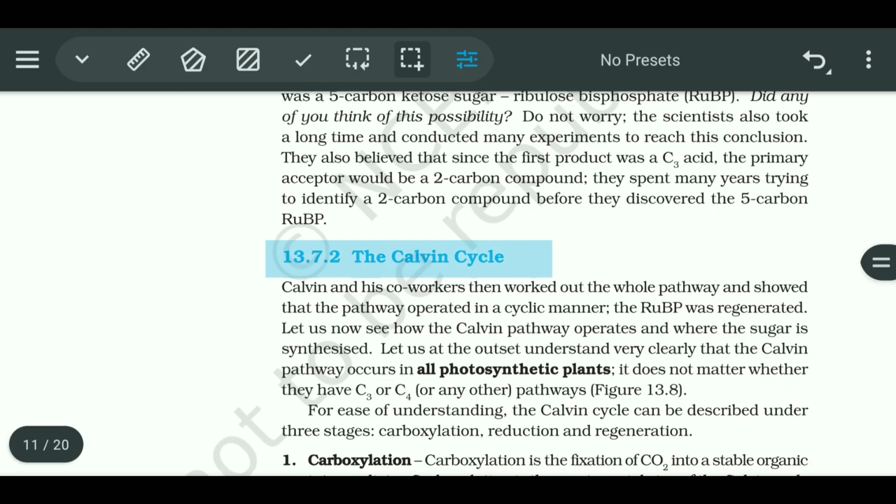13.7.2 The Calvin cycle. Calvin and his co-workers then worked out the whole pathway and showed that the pathway operated in a cyclic manner. The RuBP is regenerated. Let us now see how the Calvin pathway operates and where the sugar is synthesized. Let us at the outset understand very clearly that the Calvin pathway occurs in all photosynthetic plants. It does not matter whether they have C3 or C4 or any other pathway.